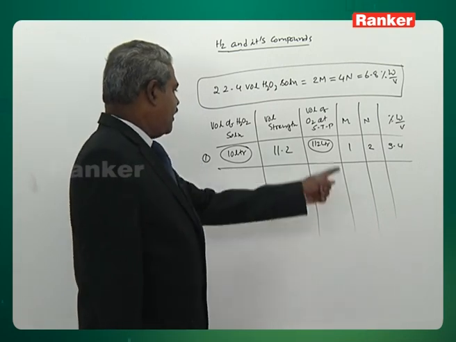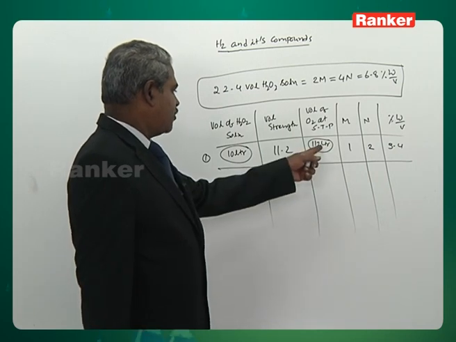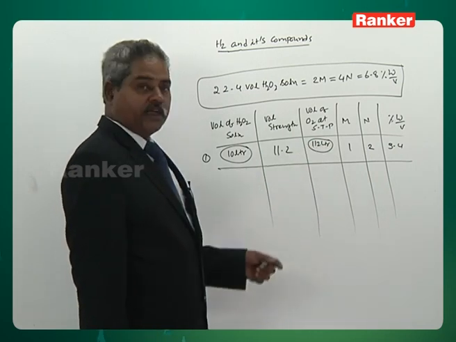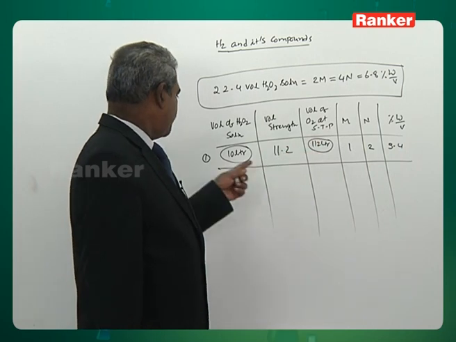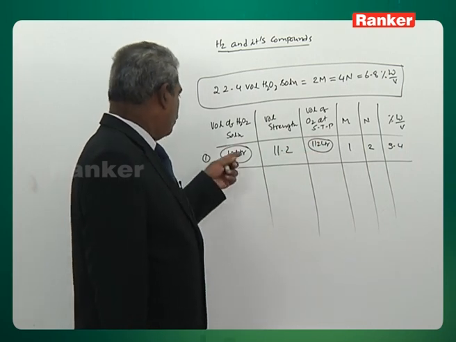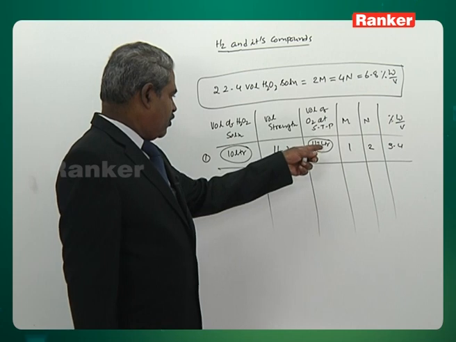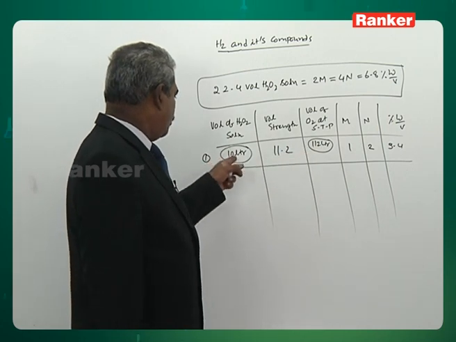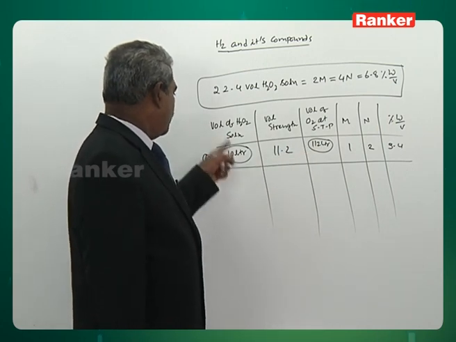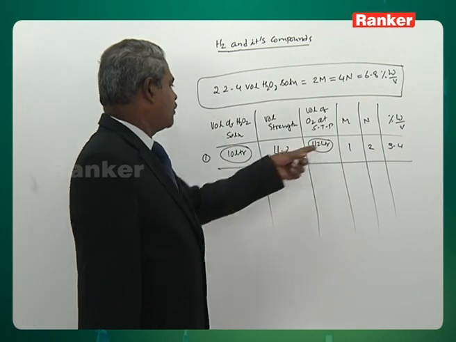So, 112 liter oxygen means it is 5 mole oxygen. To get 5 mole oxygen, you need to have 10 mole H2O2. 10 mole in 10 liter, 1 mole in 1 liter, molarity 1.